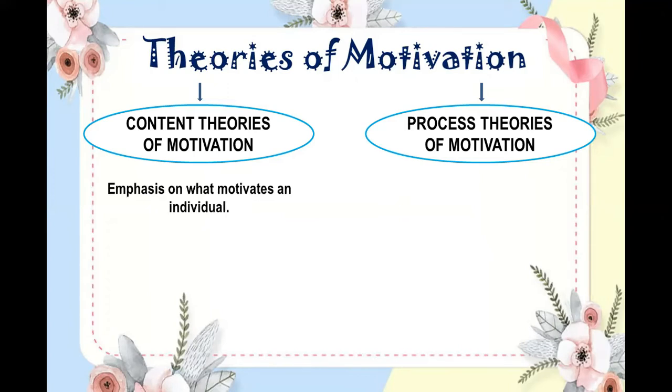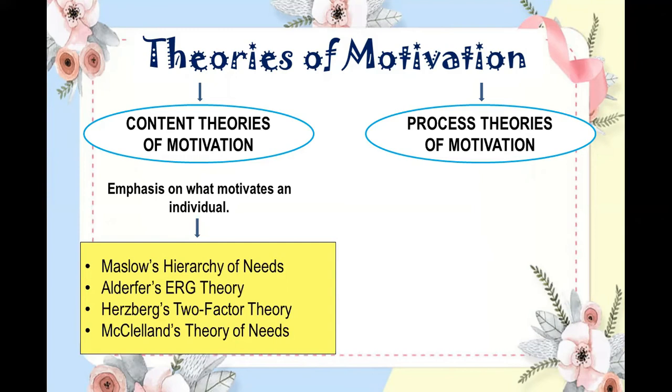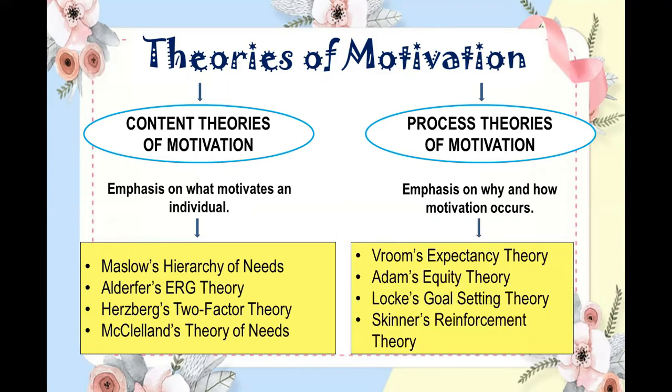The major theories are categorized into content and process theories of motivation. Content theories of motivation give emphasis on what motivates an individual. These are Maslow's hierarchy of needs, ERG theory of Alderfer, Herzberg's two-factor theory, and McClelland's theory of needs. Process theories of motivation give emphasis on why and how motivation occurs. These theories are Vroom's expectancy theory, Adams' equity theory, Locke's goal-setting theory, and Skinner's reinforcement theory.